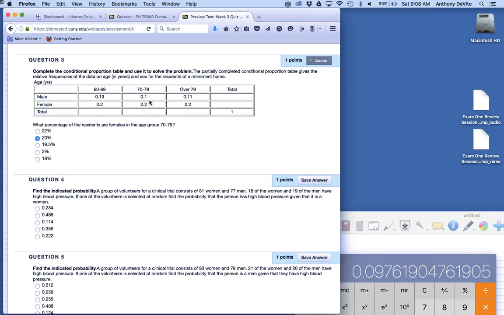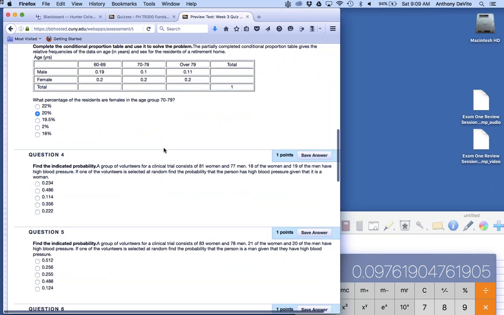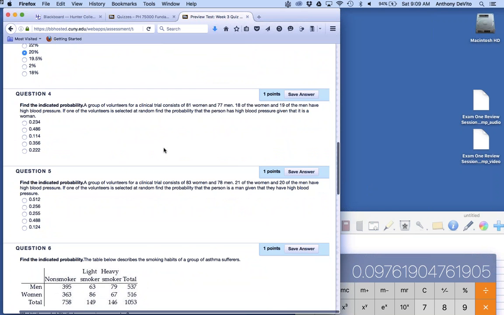So we got 19 and 10 is 29, 39, 40% are males. So we have to have 60% down here, and 20, 20, and 20. That's 60% down here. Sure enough, it adds up that way. Similarly, you could add the columns and get the percentages. What percentage of residents were 60 to 69? You'd fill in these various columns here, and that should also add up to 1.